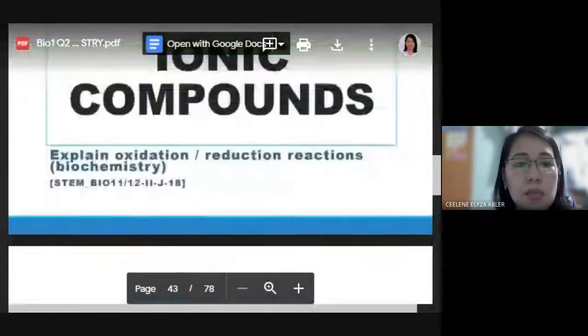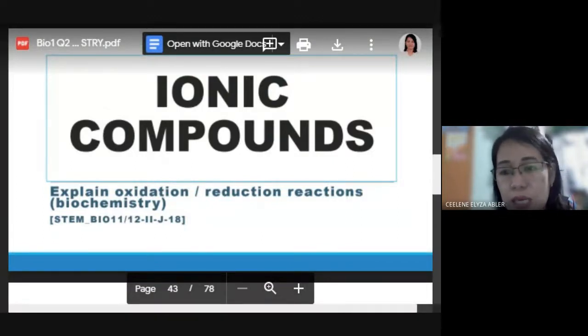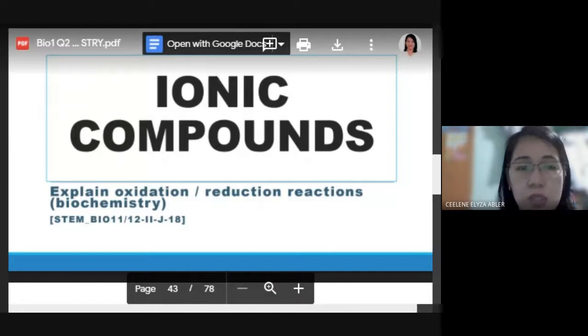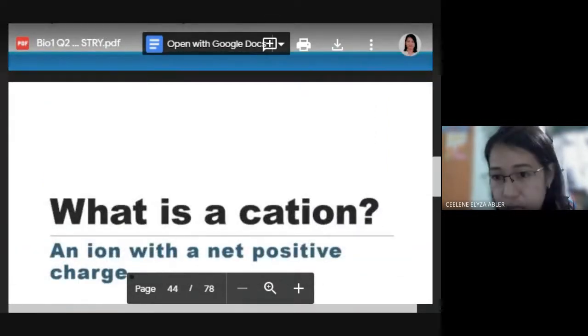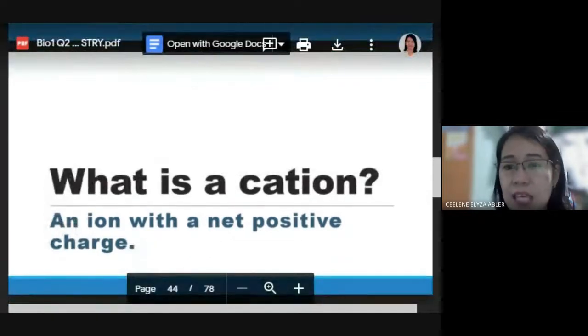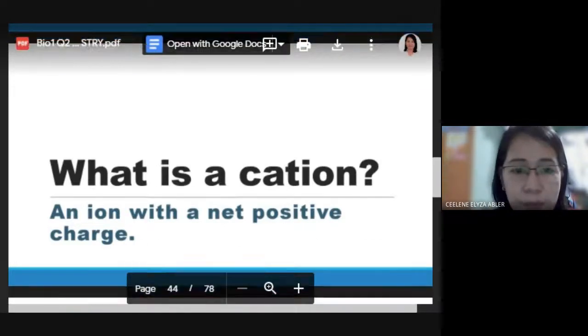Okay, so we have ionic compounds. Let's go to ionic compounds. Ito yung pinaka-importante before we go to redox reactions, the ionic compounds, the ones that have charges. Okay, remember that the cation is the one with a positive charge. Tandaan yung T in cation. Cat means T. The T represents the positive charge.